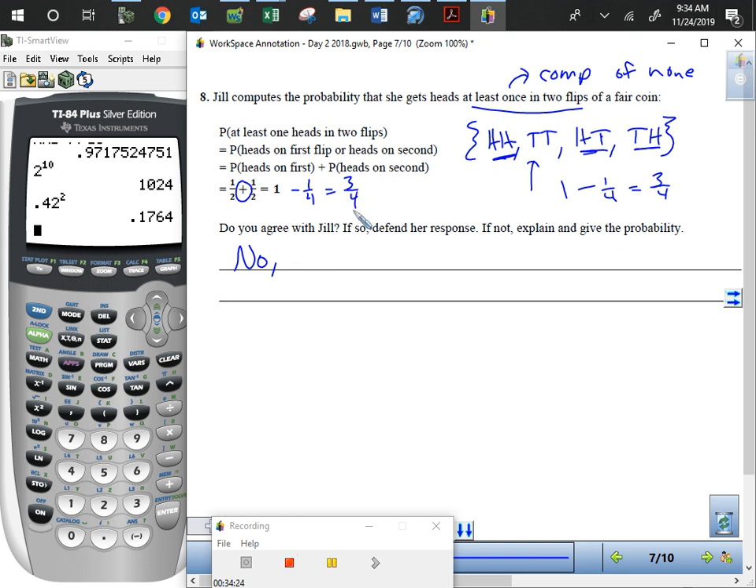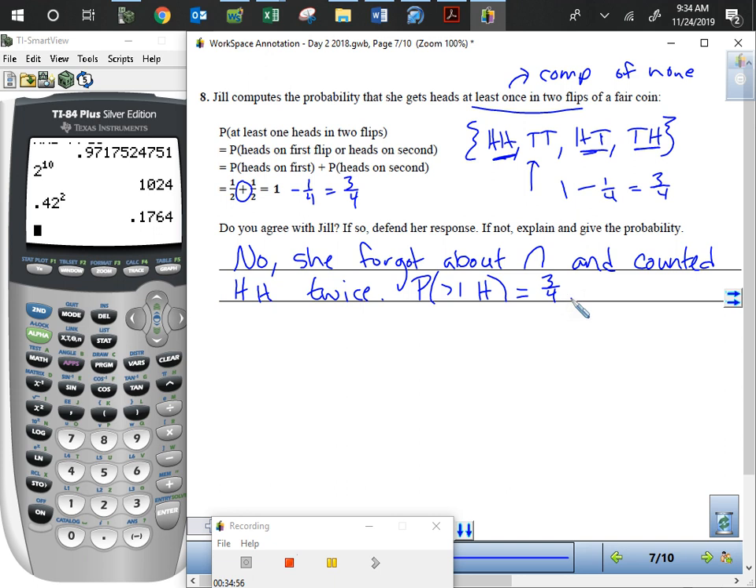So 2 ways to do this. She forgot about the intersection and counted an outcome twice. The probability of at least one heads is really 3/4.